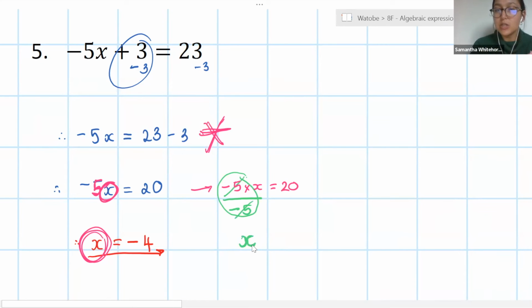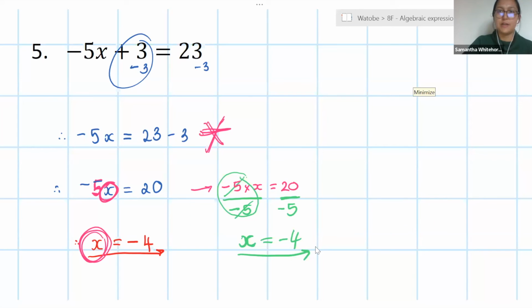But because it's an equation, they have to stay the same on both sides. I need to do the same thing on both sides. I also need to divide the 20 by -5. And so that is where I got x equals -4 from. Geraldine, does that make a bit more sense? Yes, it does. Thank you so much. Pleasure.